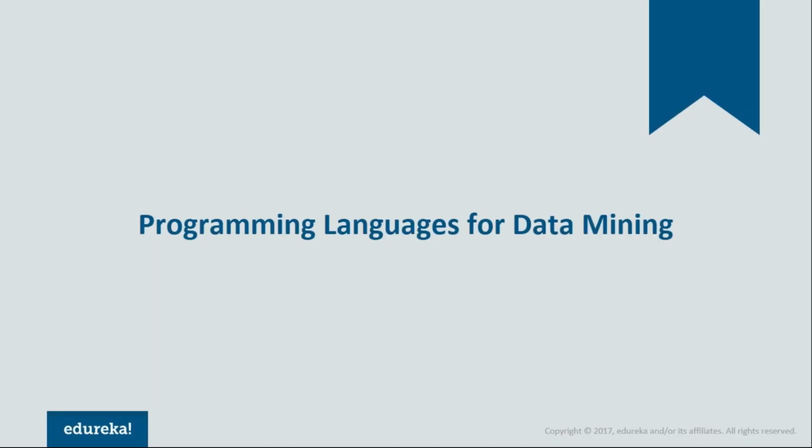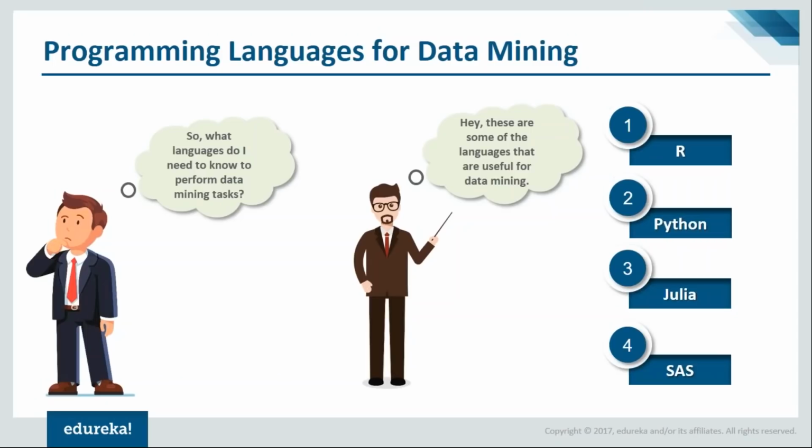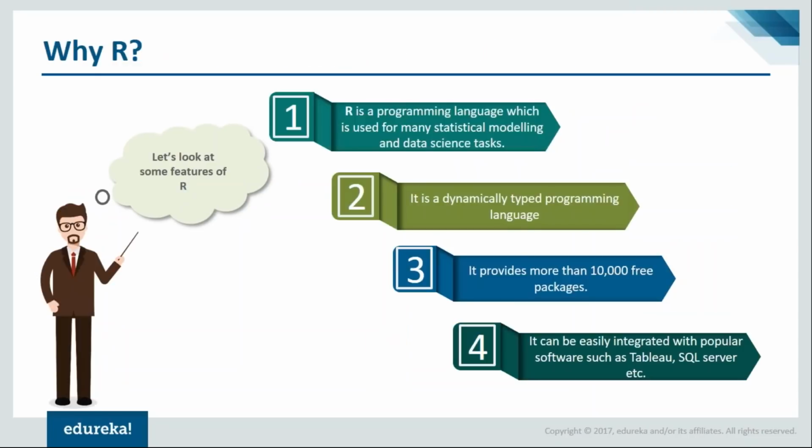We've looked at some of the most commonly used data mining techniques. Now it's time to have a look at some of the programming languages used for the purpose of data mining. We have Jim again, and Jim tells us that we can use R, Python, Julia, and SAS for our data mining tasks. For the hands-on, since I've used R, let's understand some of the features of R. Or why am I using R? R is a programming language which is used for many statistical modeling and data science tasks. I believe one of the best features of R is that it provides more than 10,000 free packages. So whatever your need is, if you want to do data visualization, R provides a package for that.